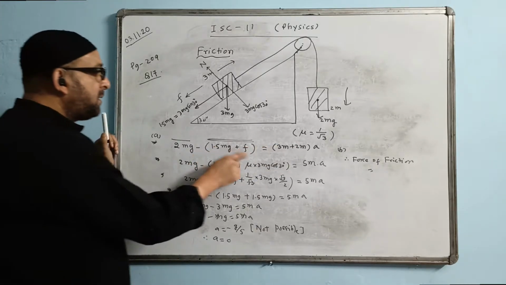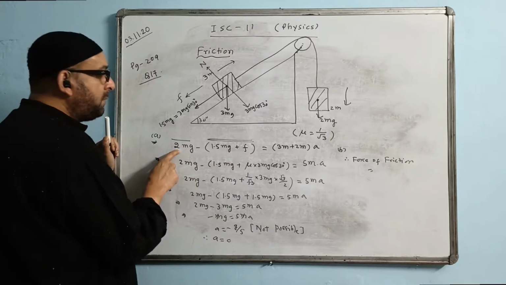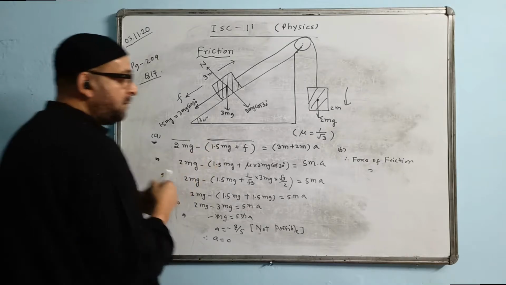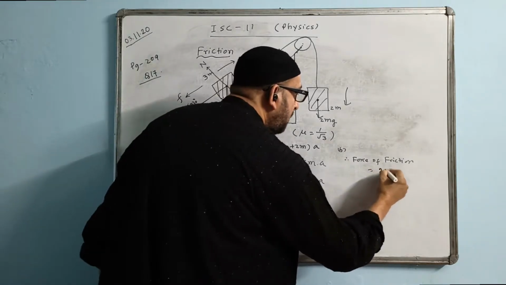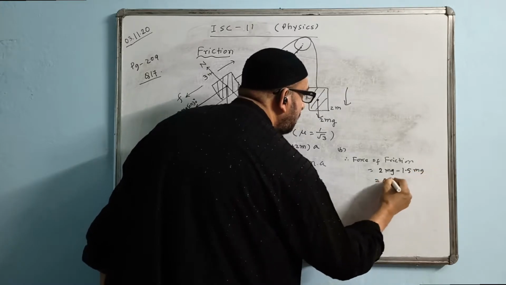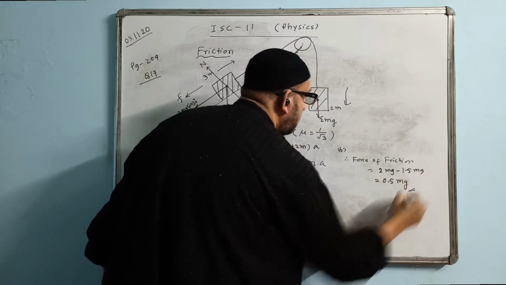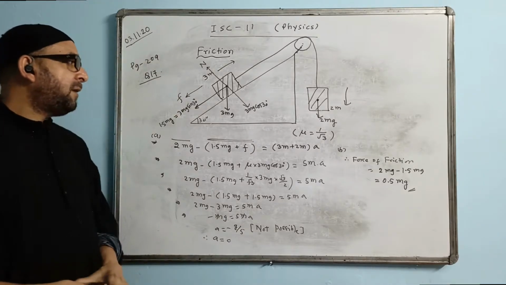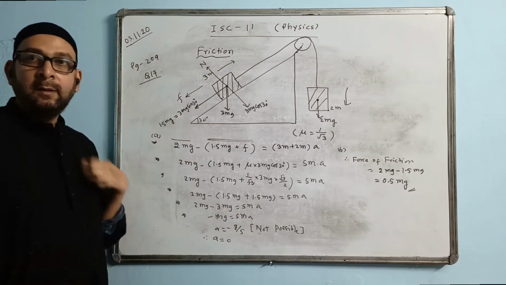That means this plus this value must be equal to what? 2 mg. Therefore, friction value will be how much? 2 mg minus this. 2 mg minus 1.5 mg. The answer is 0.5 mg. Keep G as it is. That is the answer. So that is the trick we apply there in this question.